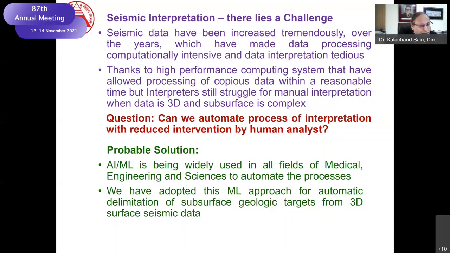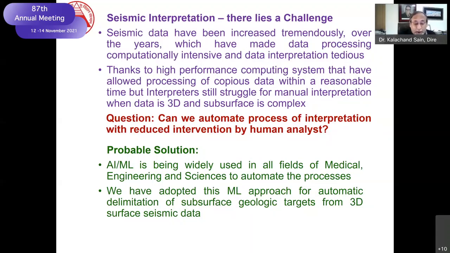Nowadays, in almost all fields of medical, engineering, and sciences, we see the application of artificial intelligence and machine learning, and that has been greatly used to automate processes. We have borrowed this same concept for geoscience data so that we are able to automate the process of interpretation. What do we mean by the process of interpretation? We mean that we should be able to produce the subsurface image automatically, and interpret some of the subsurface geologic features by the machine itself.